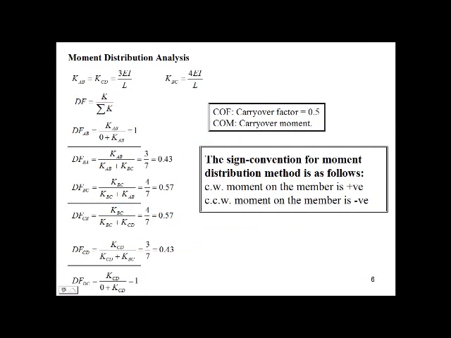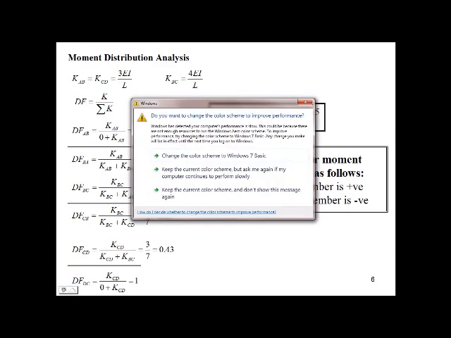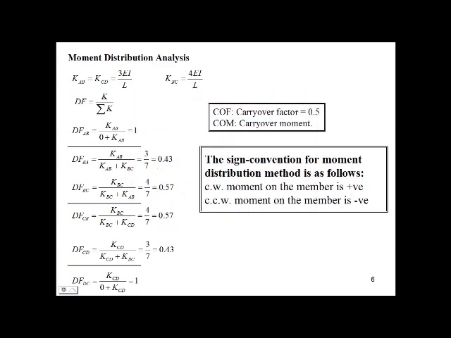Although the moment distribution method was used to compute the internal moments, the method itself was not addressed thoroughly in this tutorial. The reader can go back to any textbook in structural analysis to refresh his or her memory on this method. The sign convention for the moment distribution method is as follows. Clockwise moment on the member is positive, and counterclockwise moment on the member is negative.